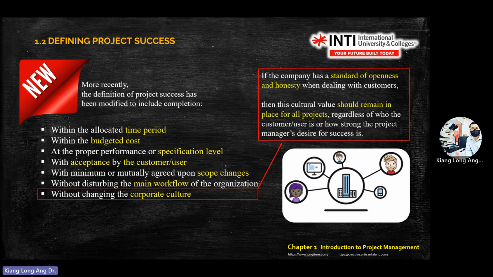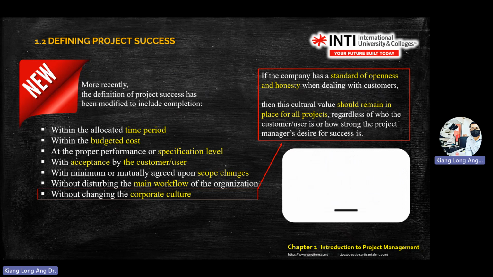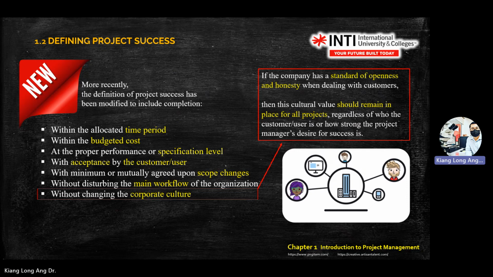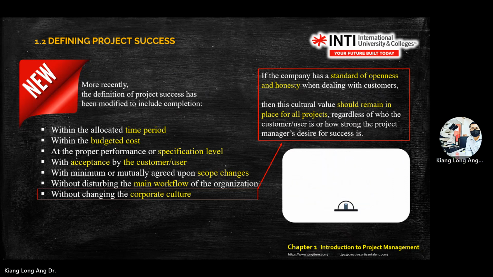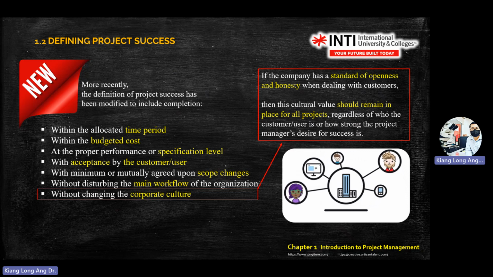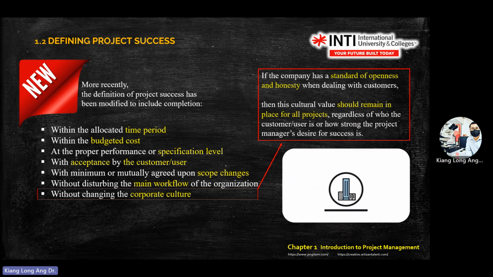This one, corporate culture. If you look at the word culture, for example, if your company has a standard of openness and honesty, you should respect the company culture for all your projects. It means you tell the truth in all your projects. Projects that you cannot do, you have to tell the customer before you accept the projects, in the negotiation stage.